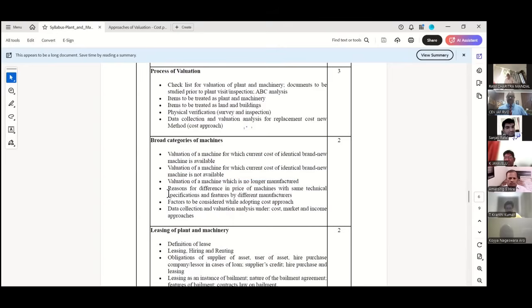Okay. Then the reason for the difference between the price of machines with the same technical specification and features by different manufacturers. Why is there a difference in pricing? Brand names. Specification, because depending upon specification, same technical specification. Because of location also, maybe.